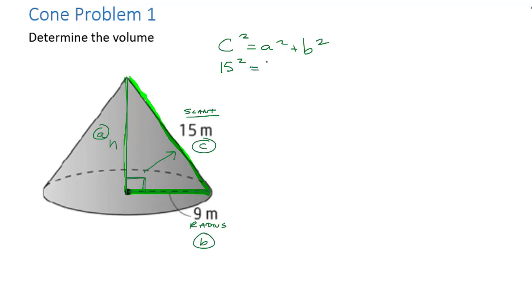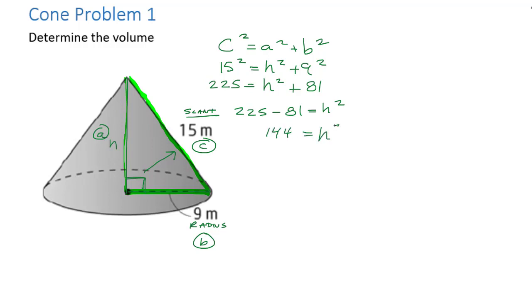All right, so 15 squared equals the height squared plus 9 squared. So we're going to square both of these numbers. 15 times 15 is 225. H, we're going to have to leave as h squared because that's what we're solving for. 9 times 9 is 81. We're going to go 225 minus the 81. And that's going to give us 144. And then we take the square root of that, right? So I'm just going to flip this around: square root of 144.